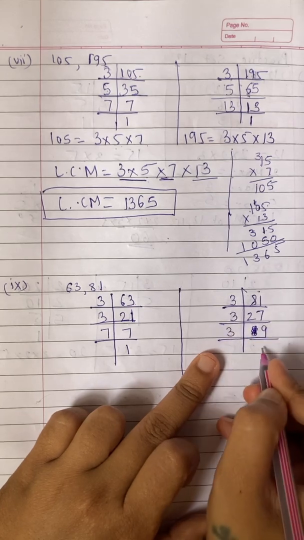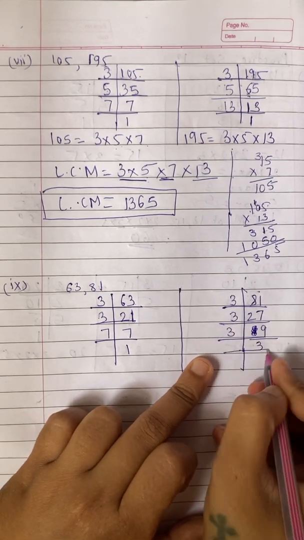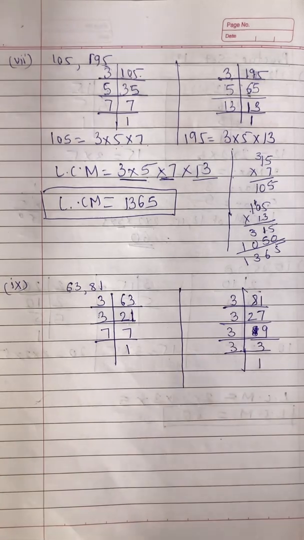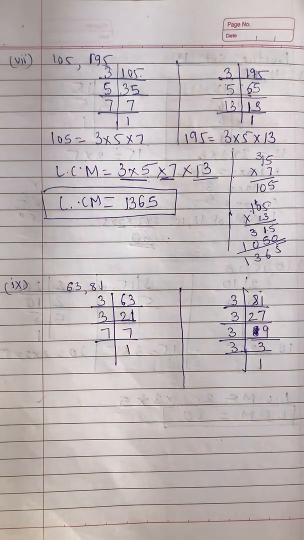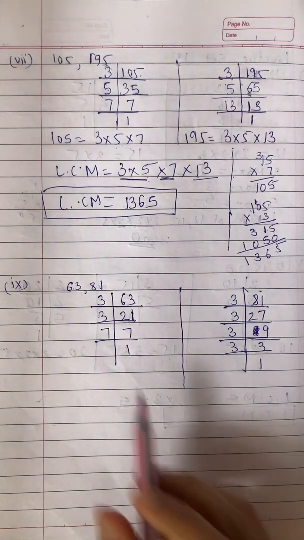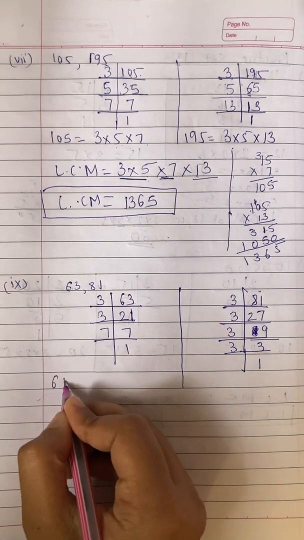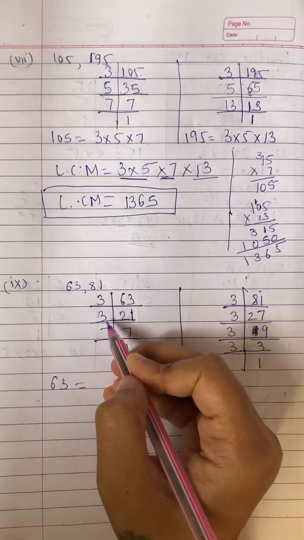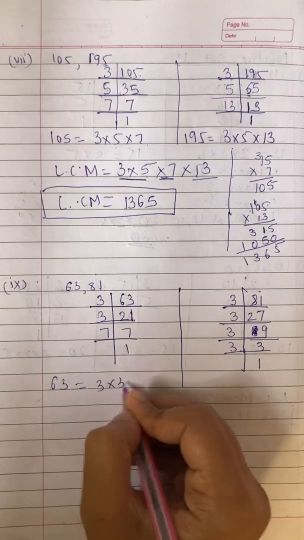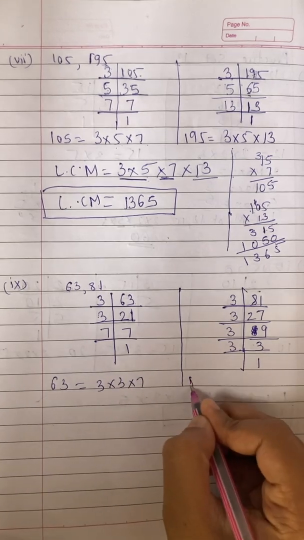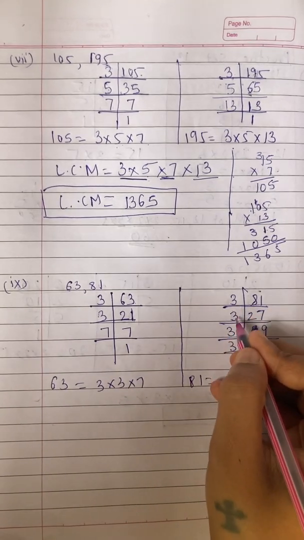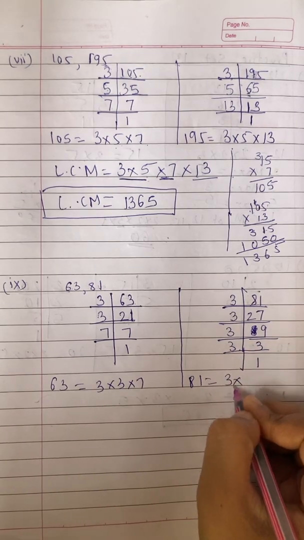9 also comes in 3's table. 3 3s are 9. And 3 is a prime number. 3 1s are 3. Hope you are getting this factorization. Now write down horizontally also. 3 into 3 into 7. And for 81 also you write down horizontally: 3 into 3 into 3 into 3.